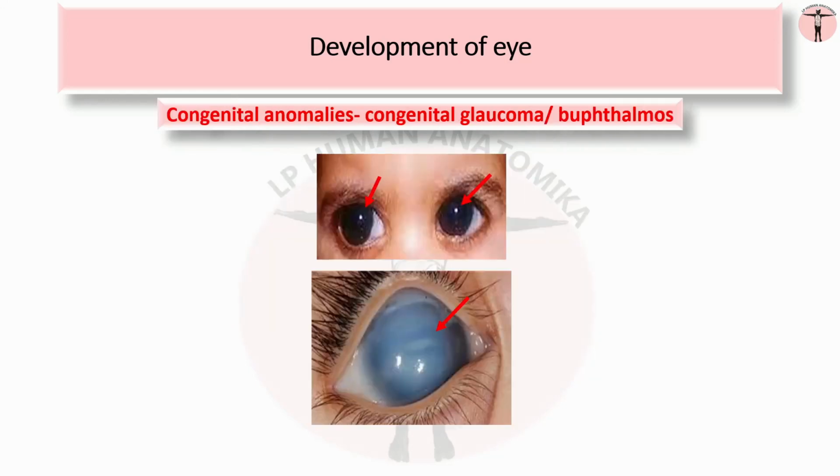Congenital glaucoma, also called buphthalmos, is increased intraocular pressure due to abnormal development of the canal of Schlemm or the iridocorneal filtration angle. It is usually genetically determined but may result from maternal rubella infection. Observe the bulging of the eyeball in these pictures.